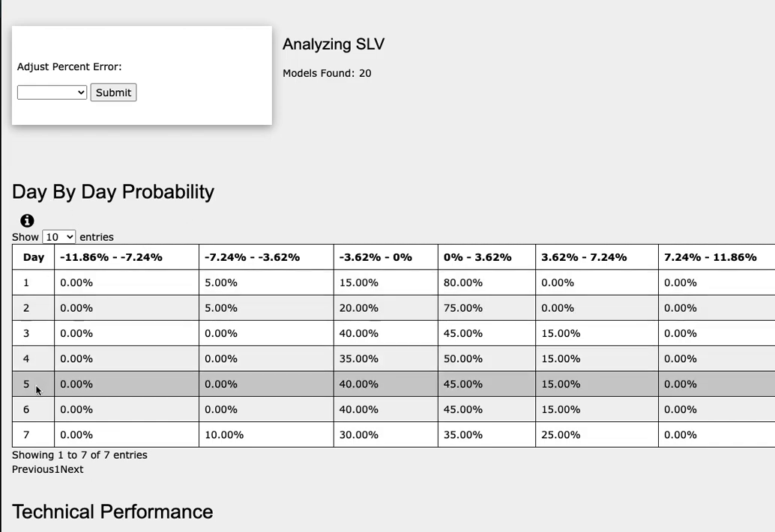As we progress to the 5th day or week of trading, silver futures has a 45% chance to climb between 0 to 3.6%, and a 15% chance to climb between 3.6 to 7.2%. To the downside, it has a 40% chance to fall between 0 to negative 3.6%.